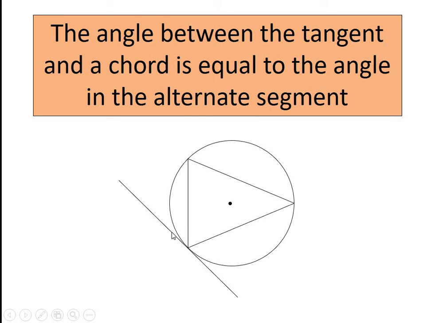Okay, so here is the tangent and here is the chord. There's an angle there. That's the same as that one there. And this is the one I was just pointing to. The angle between the tangent and the chord is equal to the angle in the alternate segment. So this is a segment, and this is the alternate segment, and that angle is going to be equal.